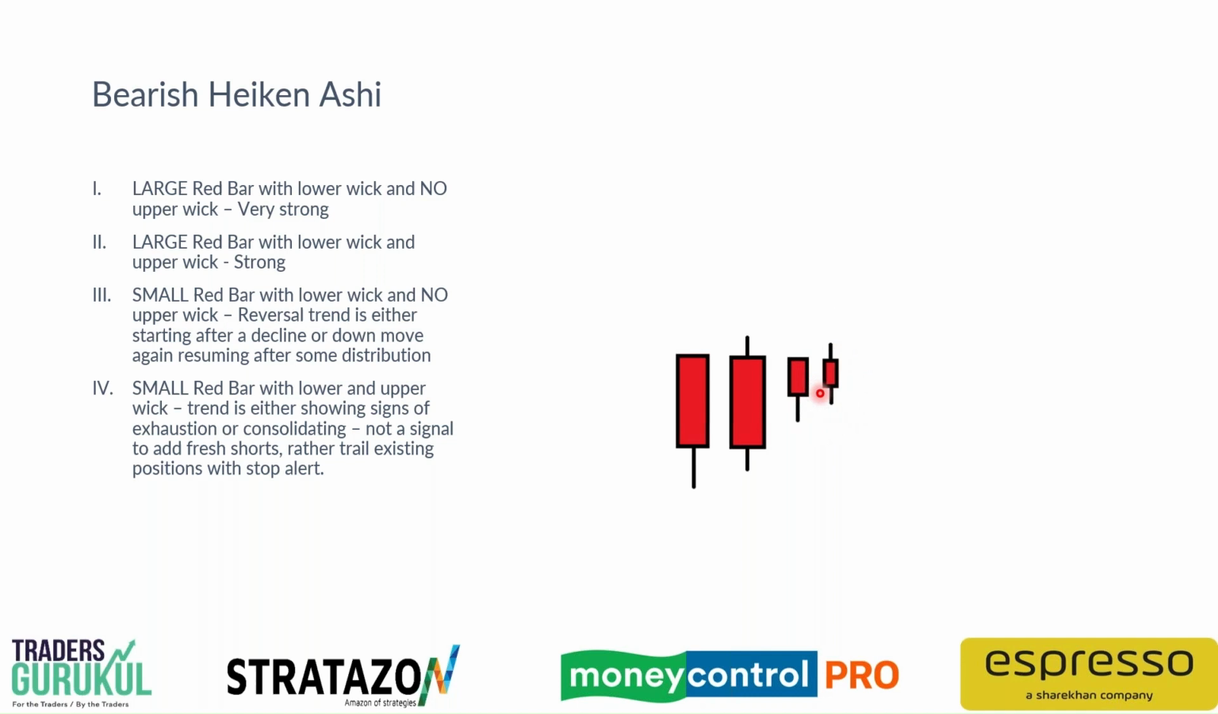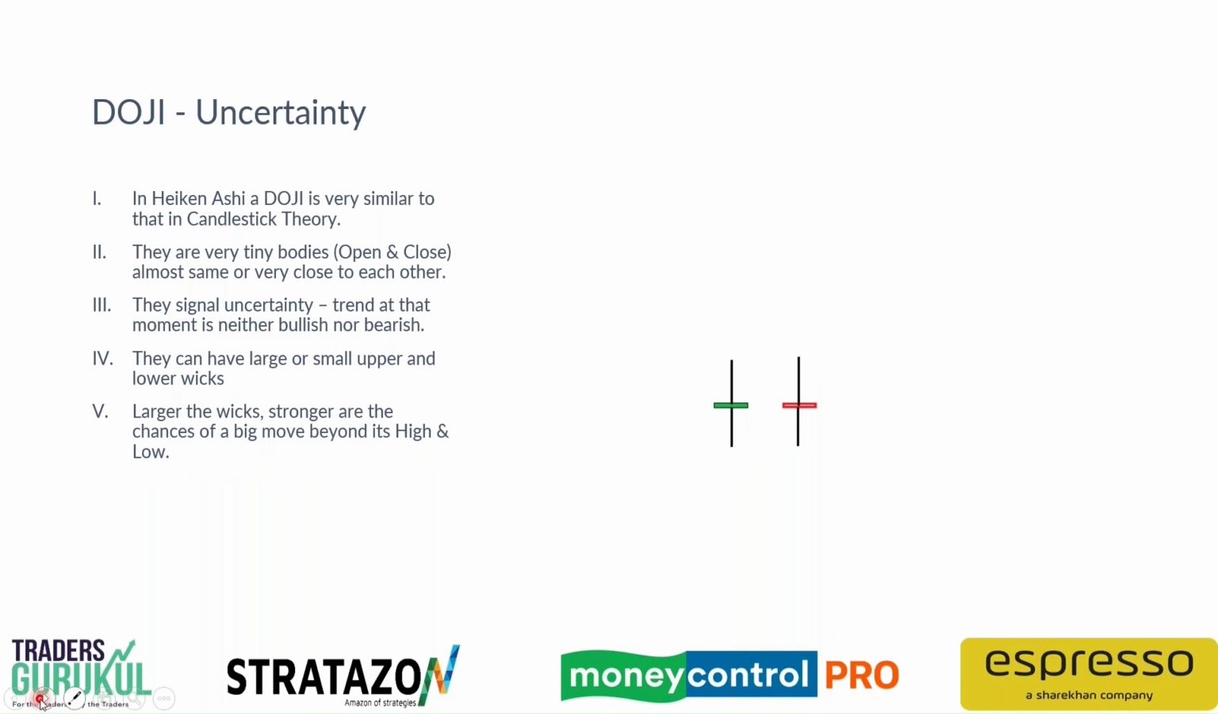Okay, so just keeping it in that sense, red body, no upper wick, is a weak candle. Green body, no lower wick, is a strong candle. The bigger the body, the stronger is the candle's presence, the trend at that moment. And then the last one is the doji. Now, doji is just how it is in the Japanese candlestick theory.